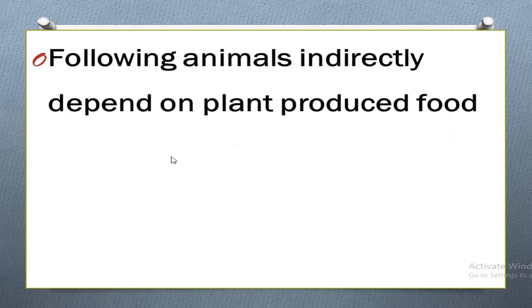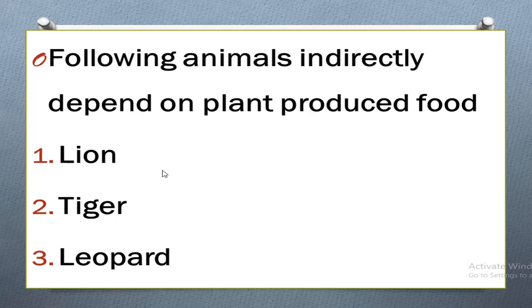Next one. The following animals indirectly depend on plant produced foods. What are they? Lion, tiger, leopard are the animals that indirectly depend on the plant produced food.